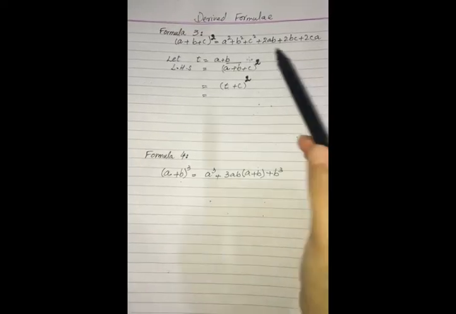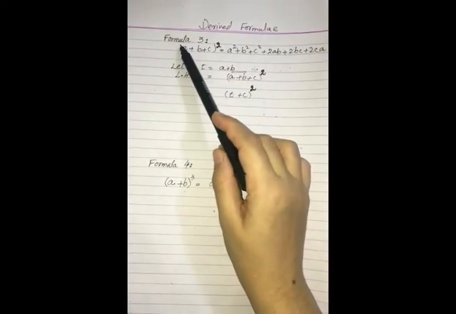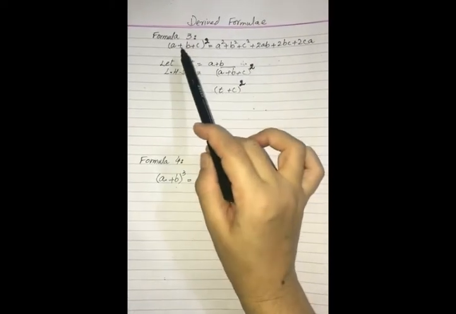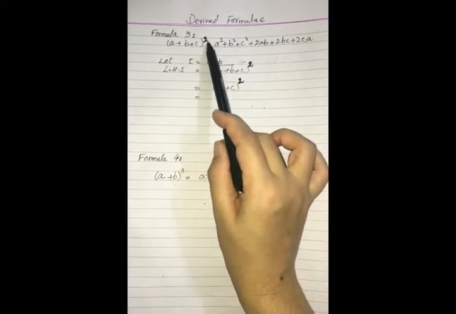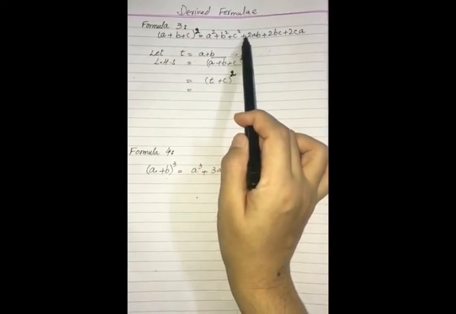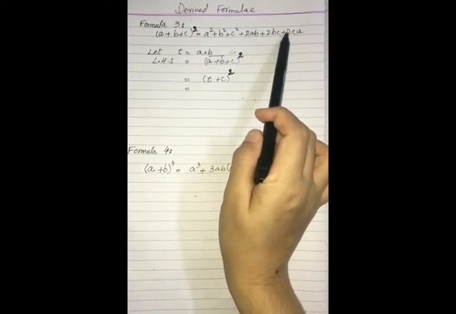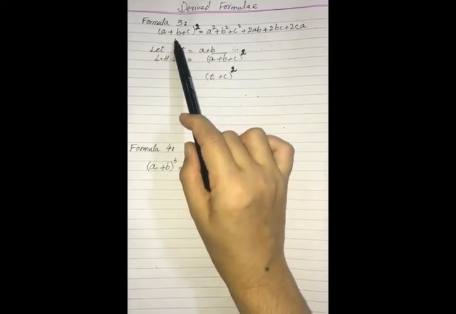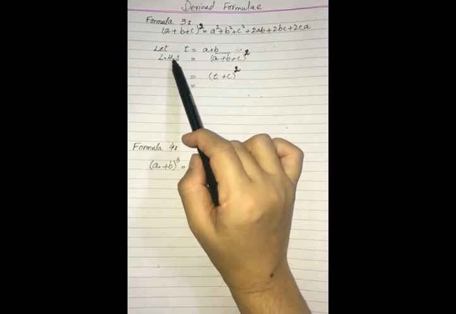Today we have to derive formula 3. This is the derived formula: (a + b + c) whole square is equal to a square + b square + c square + 2ab + 2bc + 2ca.